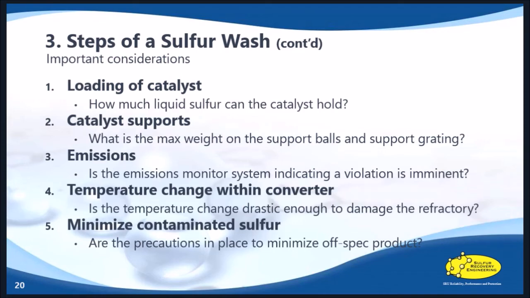Temperature change within the converter, I mentioned it a bit earlier, the refractory. So is the temperature change drastic enough to damage that? You want to keep in mind that there is refractory there, and adjust your temperature change to a point that is gradual enough to protect that refractory. And number 5, obviously you've got soot, you're washing it out of the converter, you're washing it off the catalyst. Where is it going to end up? More than likely it's going to end up in your rundown, more than likely in your sulfur pit. So think about what precautions you might want to take in order to minimize off-spec product.